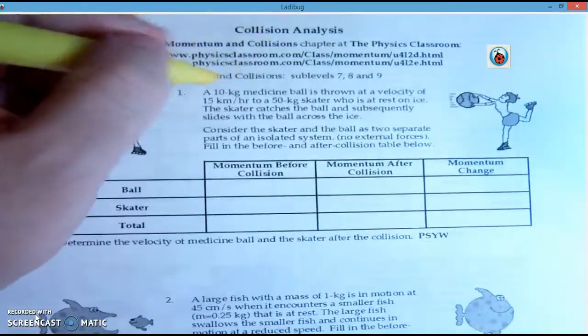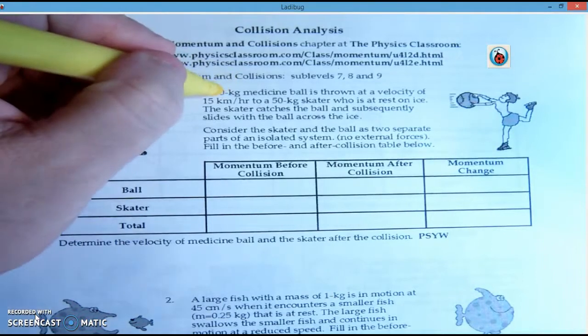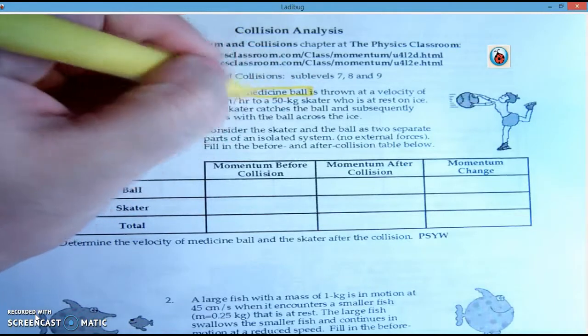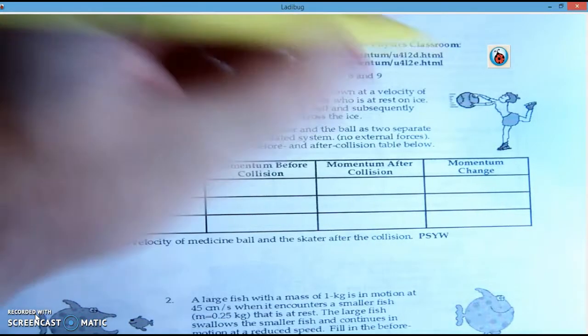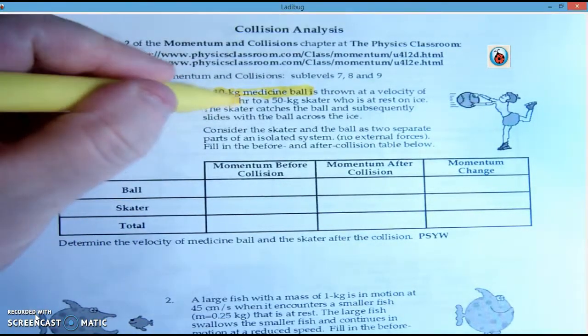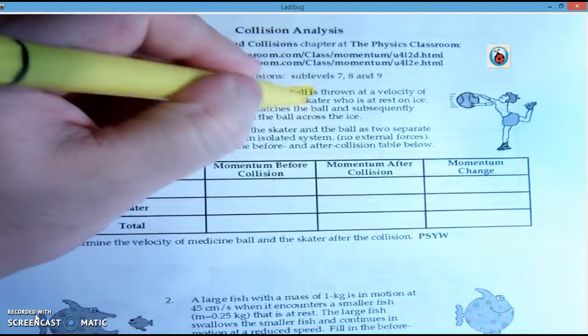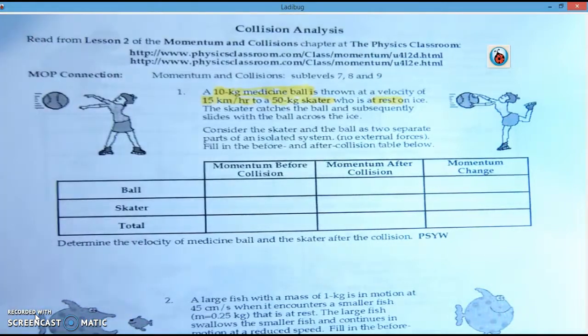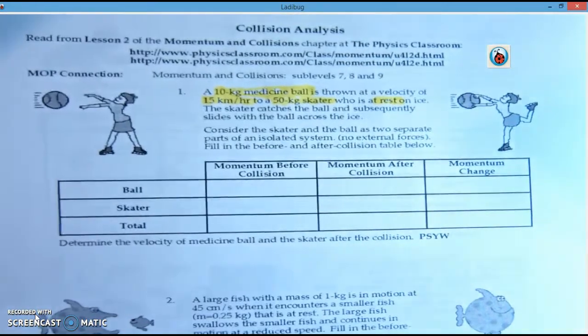Cool. So let's highlight what we probably need. Here's a mass, 10 kilogram medicine ball. That's important. And the velocity of the medicine ball. Here's the mass of the skater. And the velocity of the skater, notice it says rest, so that means 0. Anytime it says it's at rest, velocity equals 0.